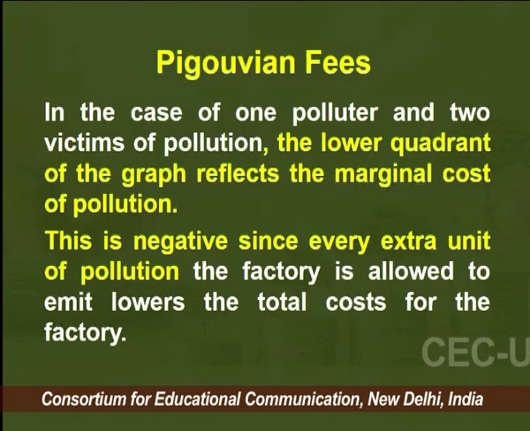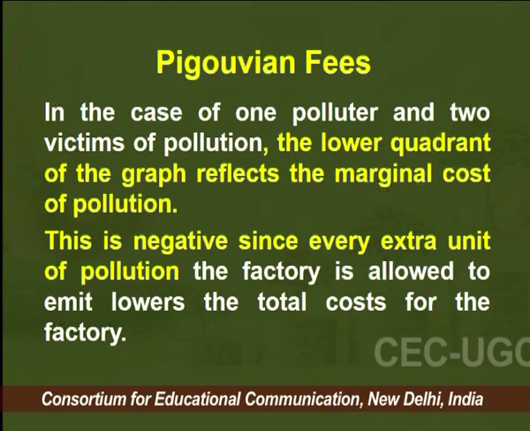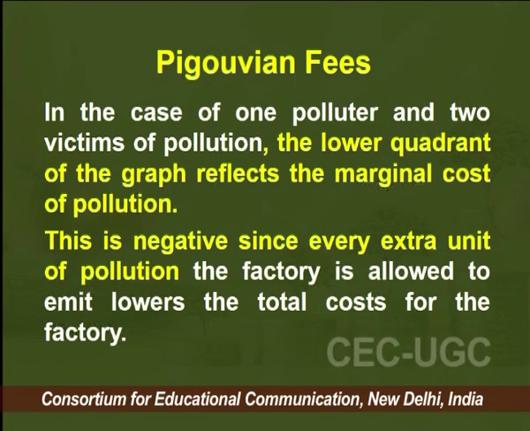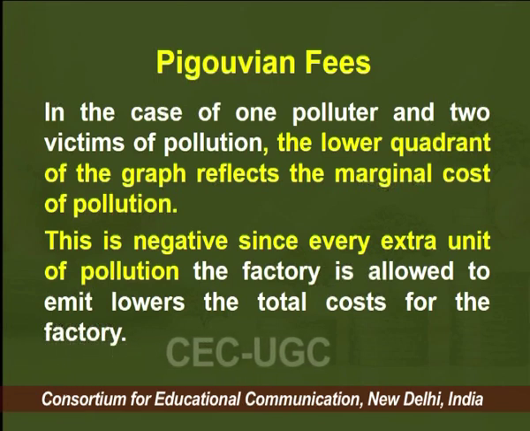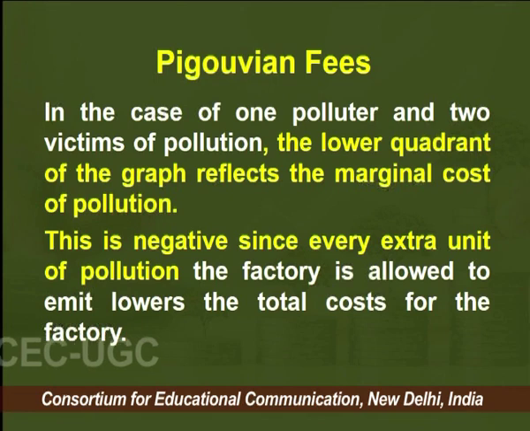In the case of one polluter and two victims, the lower quadrant of the graph reflects the marginal cost of pollution. This is negative since every extra unit of pollution the factory is allowed to emit lowers the total cost of the factory. Therefore, this part is negative. For every extra unit of pollution, the factory is spending less and less, and it is lowering its total cost. And therefore, on the other side, the marginal savings of the factory is the negative of this, as shown in the upper quadrant.